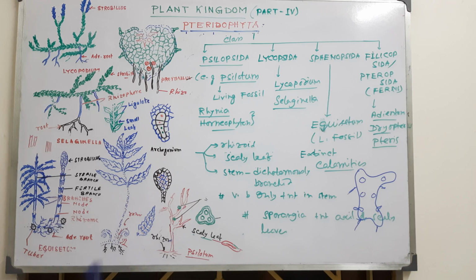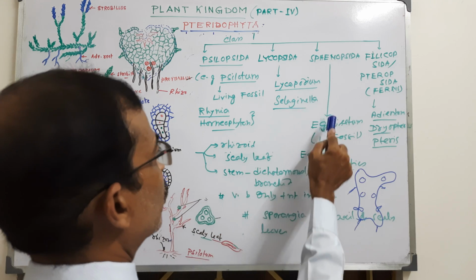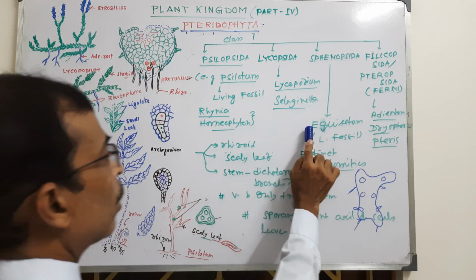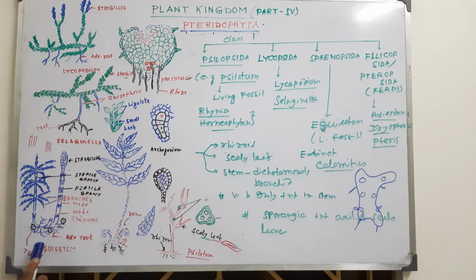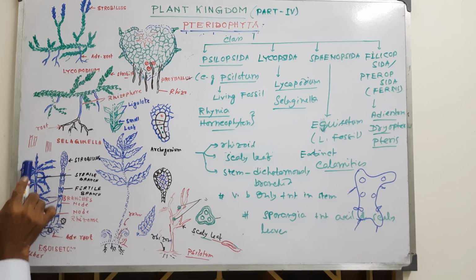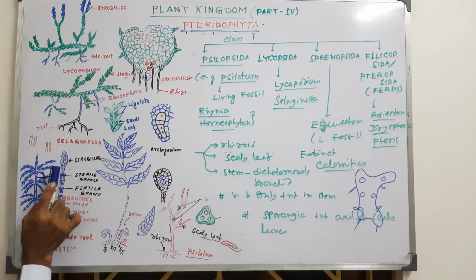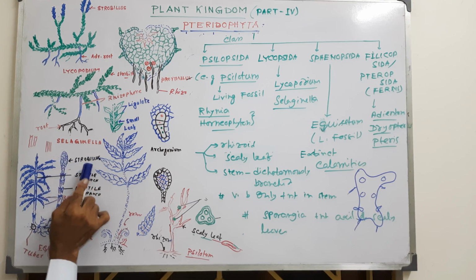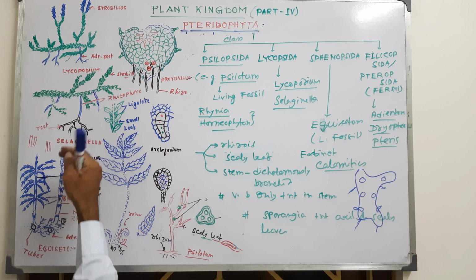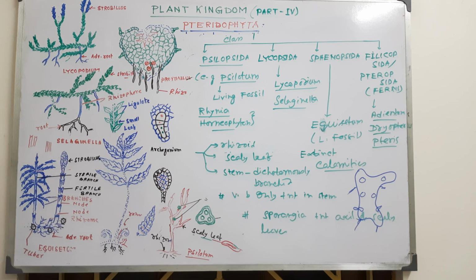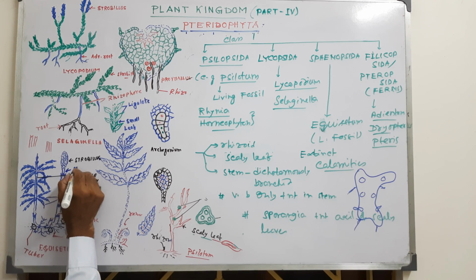Okay, and now about Sphenopsida. Sphenopsida, Equisetum, living fossil. Look here, this is the Equisetum. Here the stem is rhizomatous, and they bear 2 types of branches. This is the sterile branch, and this is the fertile branch. Look here, fertile branches form strobilus, and here the strobilus is developed with a special structure which is called sporangiophore.